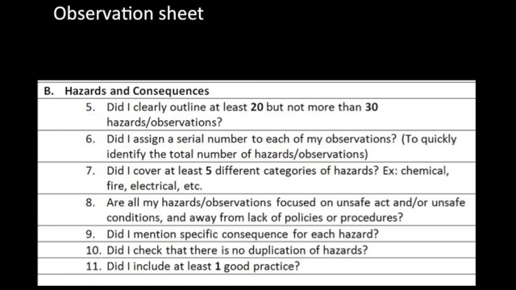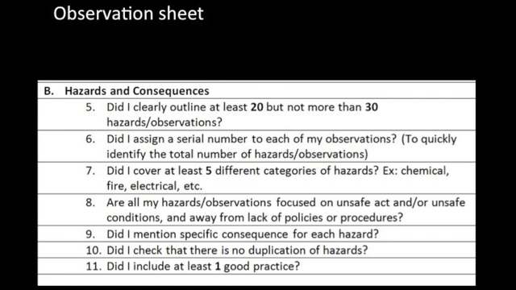Did I mention specific consequences for each hazard? Take care that if you fail to mention consequences for each observation, you might lose the total mark for the whole row, not only the column or the part of the observation, but also you will lose the mark for the time scale and the mark for the control measures.